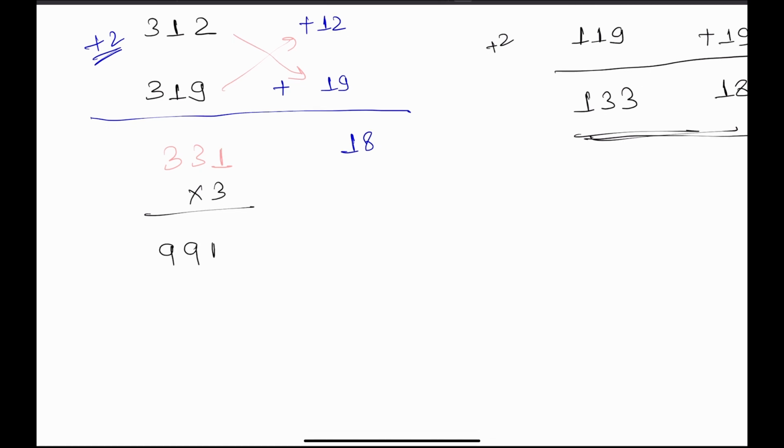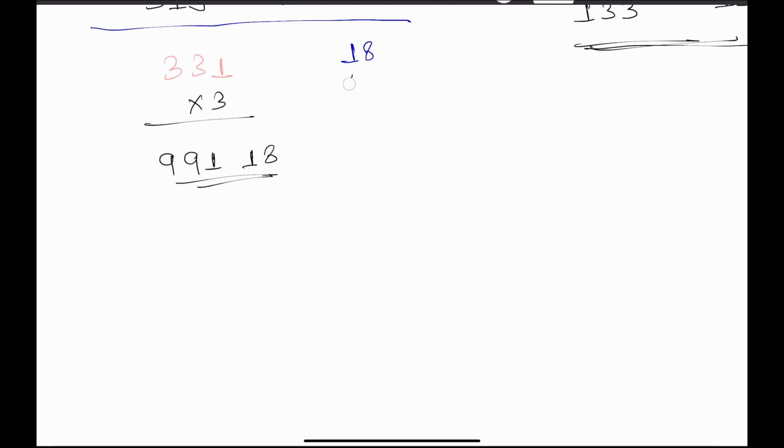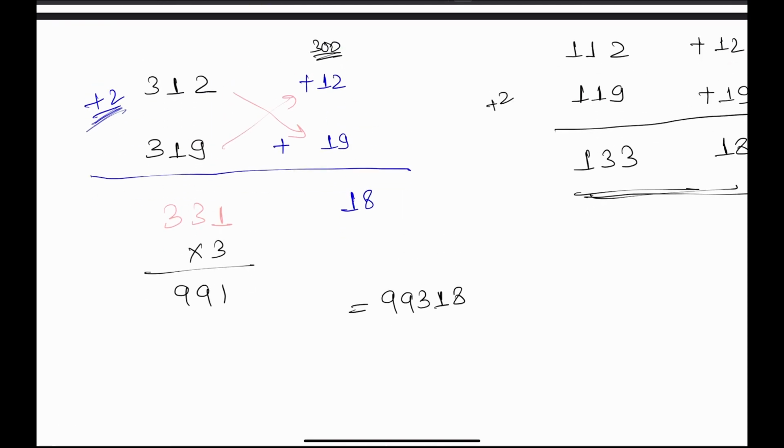So it will become 991 18. The last 2 digits it will just refill. But again, we don't have to forget that we took 2 as the carry, we need to add 2. So this will not be our answer. In fact, 991 is there, plus 2, 992... 318 will be our answer. This will be our answer.